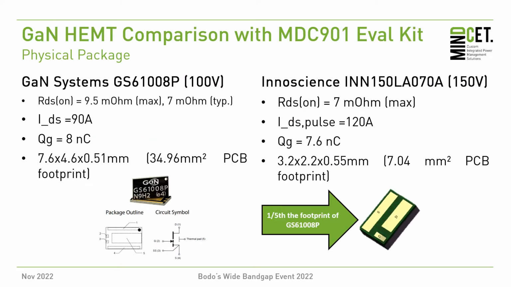We will use our MDC 901 gate driver together with both GaN Systems 100-volt devices and InnoScience 150-volt devices to do a comparison of performance and parameters. These two devices, as you can see, are electrically quite close to each other, although the InnoScience is a bit smaller in physical size and has a higher operating voltage range. The other parameters like RDS(on) and gate charge are similar.